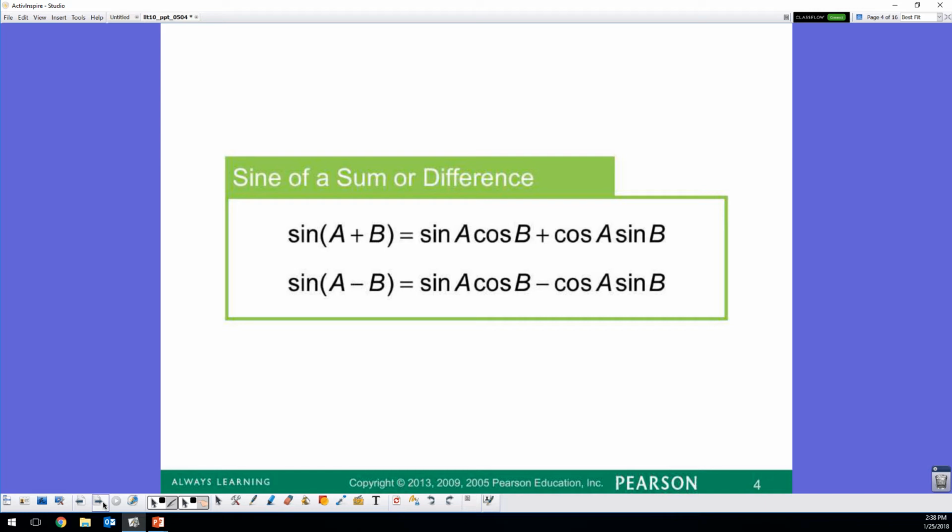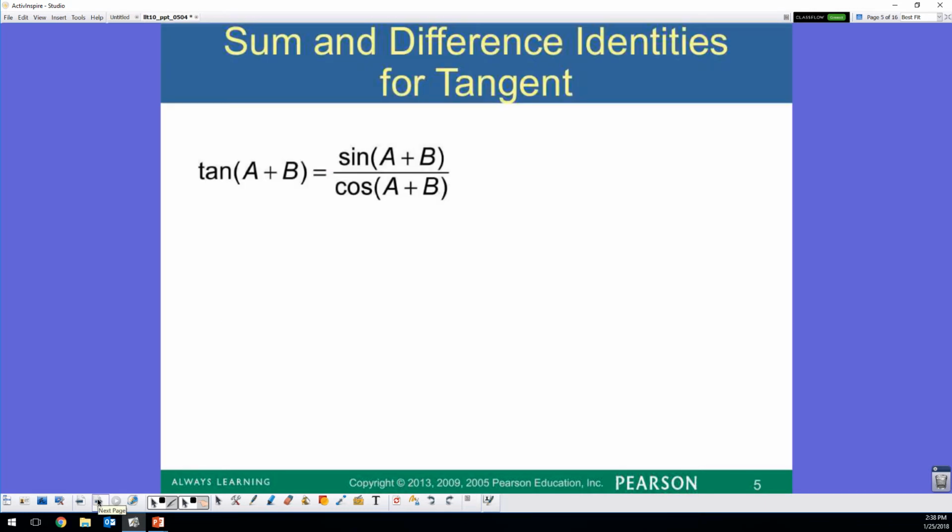So, I'm going to put those things in together. This is the same thing. I find these numbers from my unit circle.